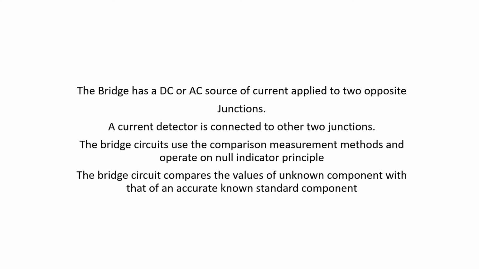The bridge is excited by a DC source or AC source which is applied to two opposite junctions. A current detector is connected to the other two junctions. The bridge circuits use the comparison measurement methods and operate on null indicator principle. The bridge circuit compares the value of unknown component with that of an accurate known standard component.